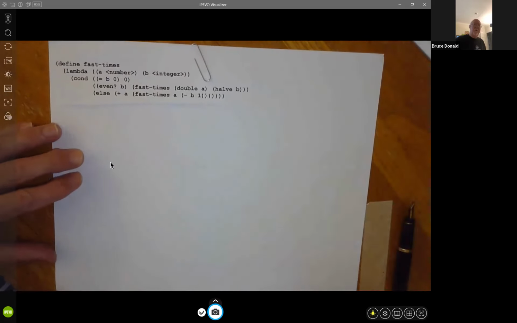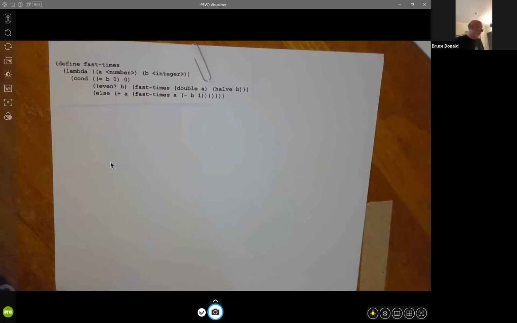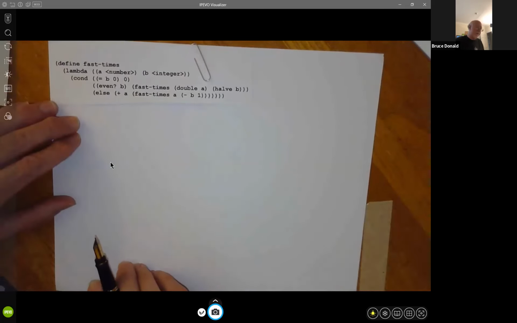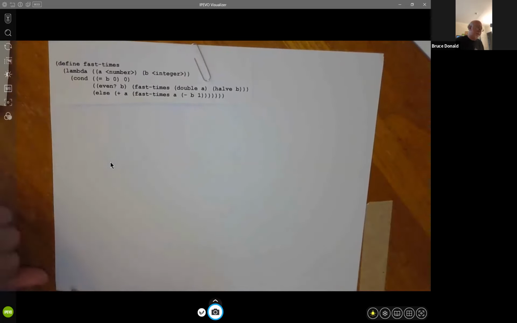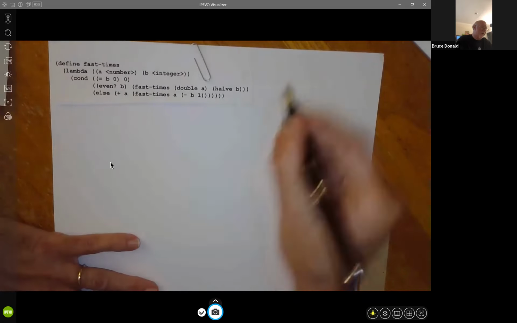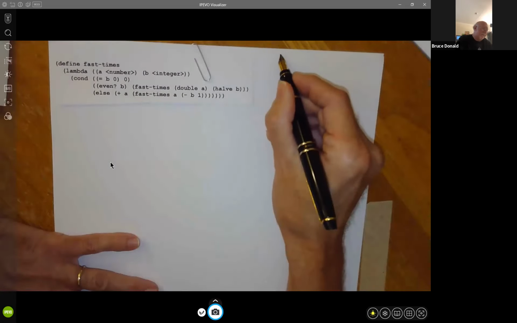So here's a pretty cool way to do multiplication. It's related to some things you've been looking at. I call it fast times because it's going to be, surprise, surprise, faster. And this uses a paradigm that's sometimes called divide and conquer.